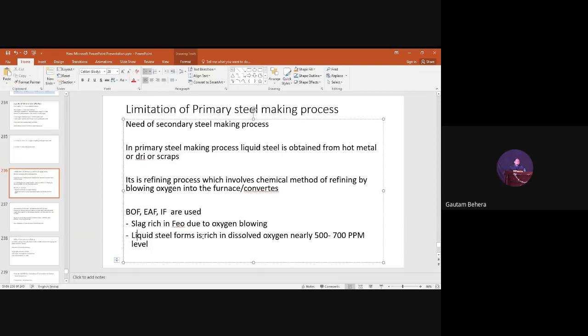Next one is the liquid steel formed is rich in dissolved oxygen. So you can see the amount of dissolved oxygen in the steel. It is 500 to 700 ppm. That is a very high level in the steels. Since we are blowing oxygen, the amount of carbon is getting reduced. But the problem is what? The steel will contain dissolved oxygen. So these are the major issues: one is a high amount of FeO in the steel slag, and the other is a high amount of dissolved oxygen in the steel which is produced.